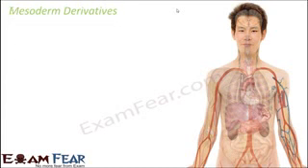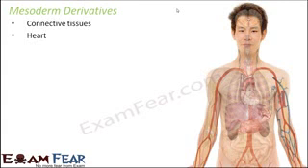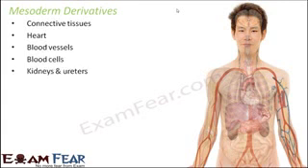Next is mesoderm derivatives. So mesoderm forms the connective tissue. So connective tissue which helps in movement. So connective tissues come from mesoderm, heart, blood vessels, so all the critical things, blood cells, kidneys and ureters, sclera, ciliary body and iris. So what is sclera?